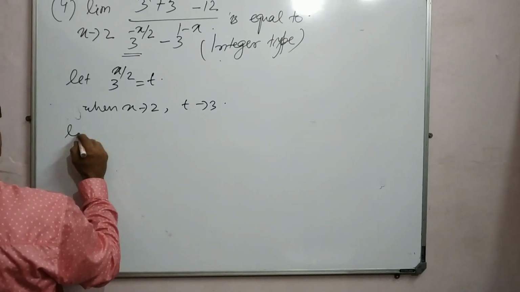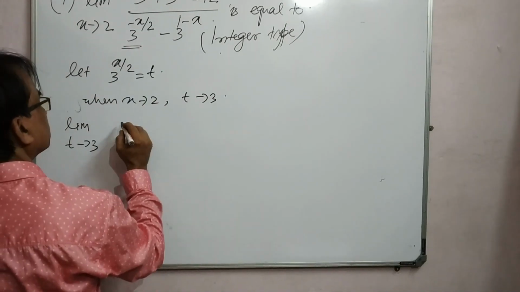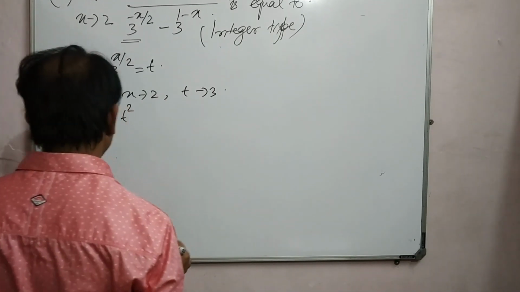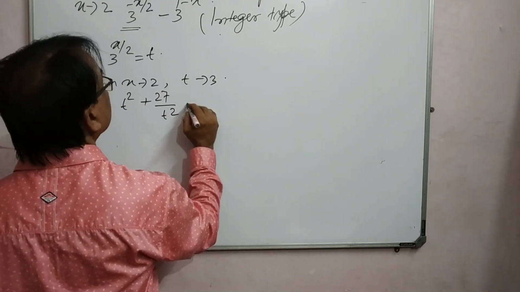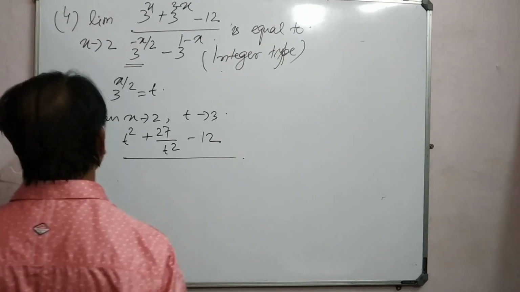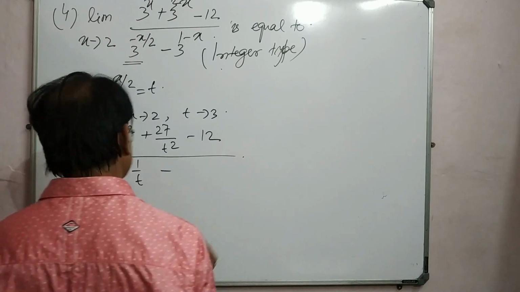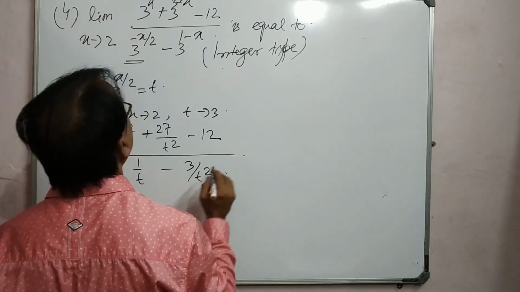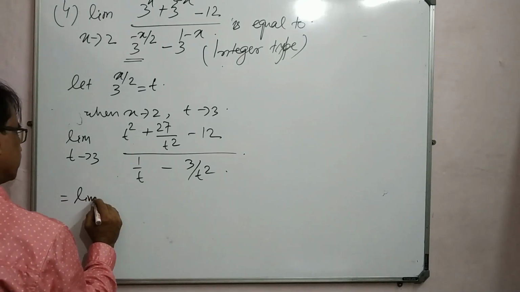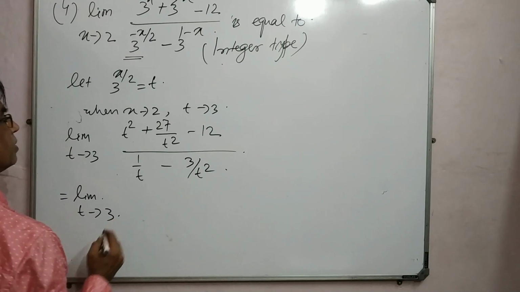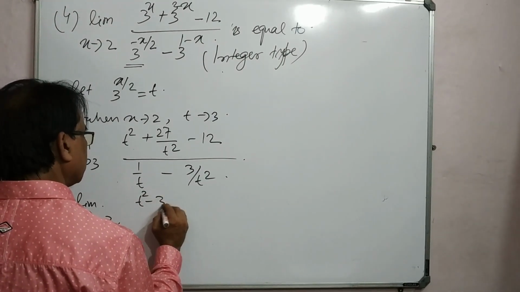Coming to here, limit t tends to 3, and this becomes (t square plus 27) by (t square minus 12) by 1 by t, 3 by t square. If you look at here, I have put it there, and limit t tends to 3. If you simplify this one, it becomes t square minus 3.